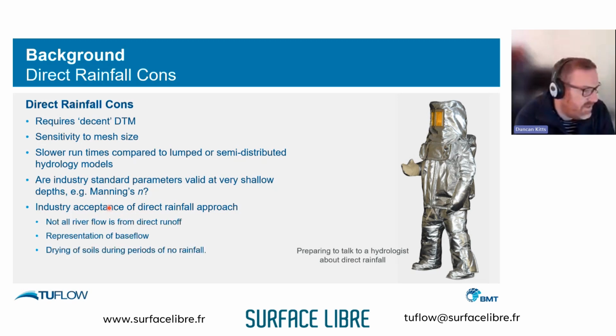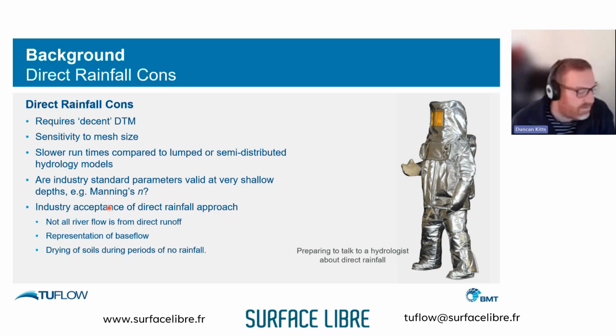Oh, sorry, just here. Industry acceptance. Is all river flow from direct runoff? Is there some base flow? If so, how do you represent that base flow? Something we've not traditionally represented explicitly with 2D direct rainfall modeling approaches. And then there's also this component of, how do your soils dry during periods of no rainfall, particularly when you're doing a long simulation. So direct rainfall models work really, really well in those kind of semi-arid and arid environments.